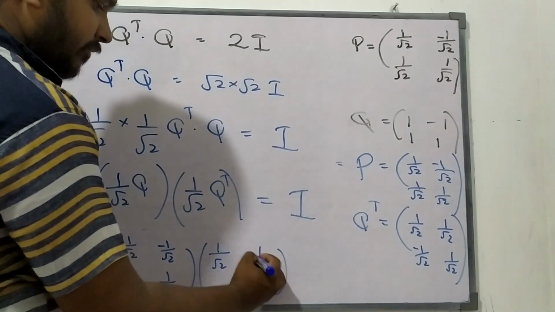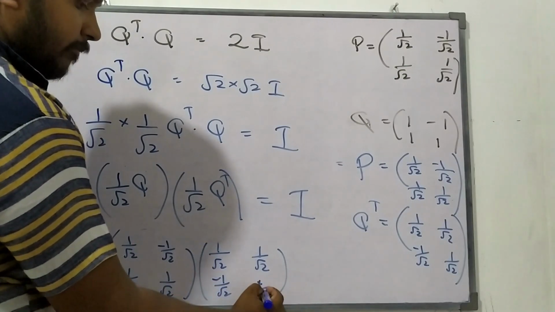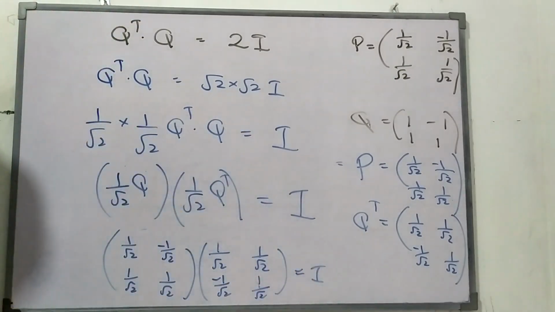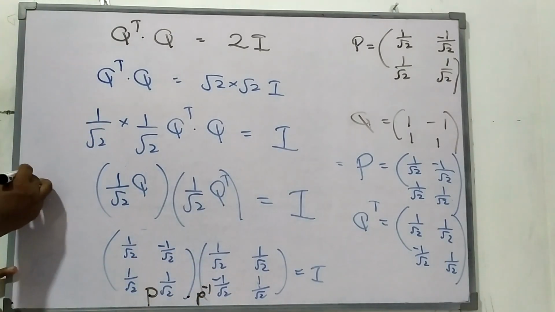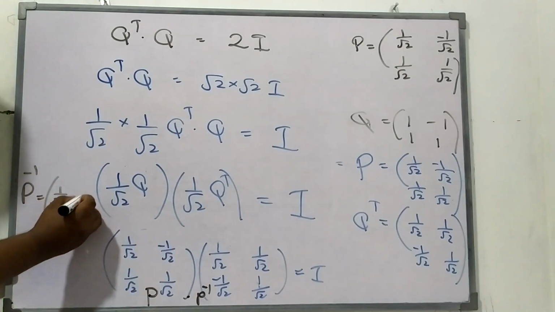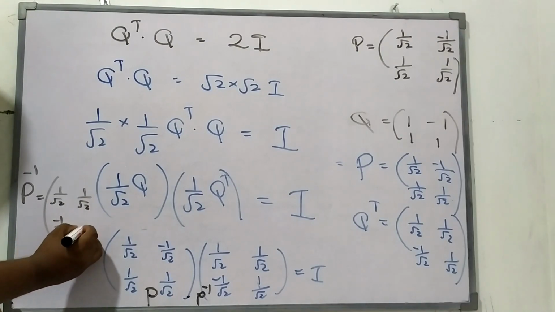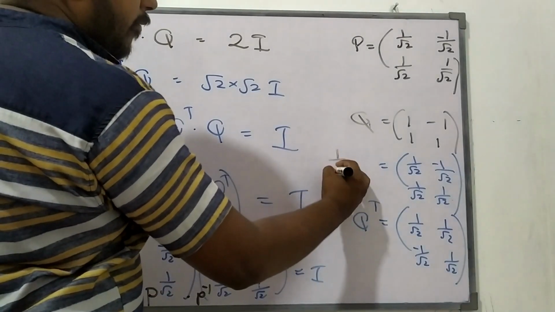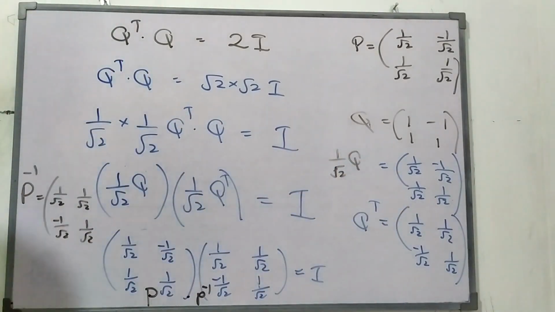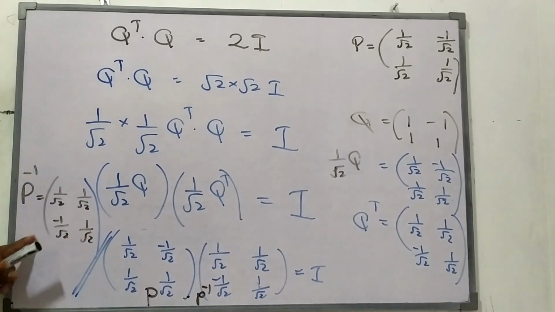So it's 1 over root 2 plus 1 over root 2 minus 1 over root 2 plus 1 is I. So this is P actually. This is P inverse, right? So therefore, P inverse is 1 over root 2, 1 over root 2, minus 1 over root 2. Right? So actually we can write it as 1 over root 2 times Q. This is my P inverse. That is what they ask. So this is hence, right? Hence, that is the problem.